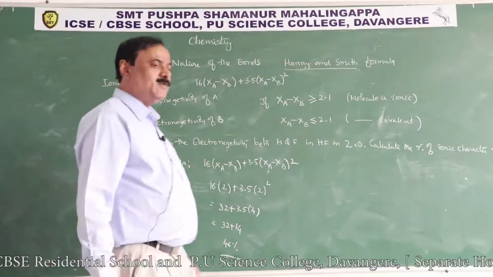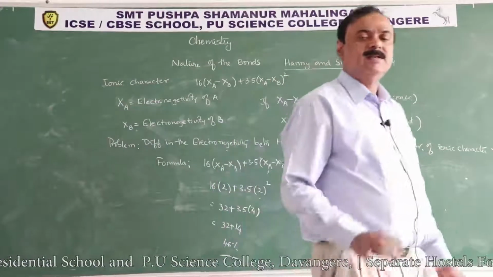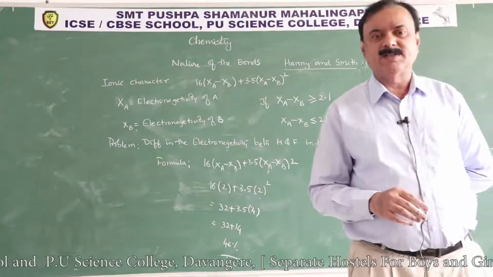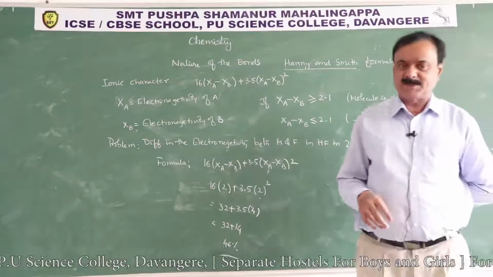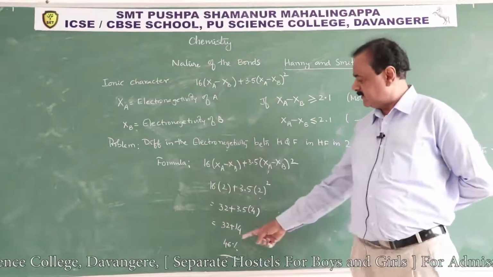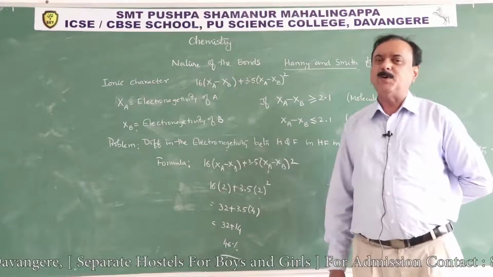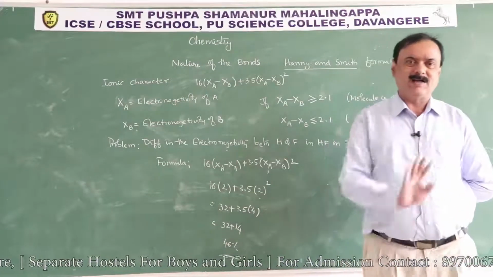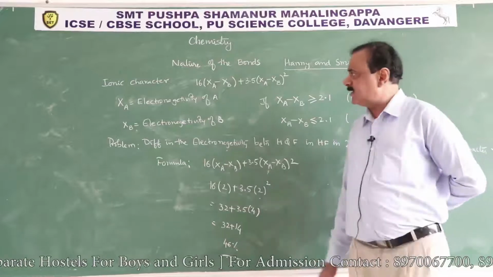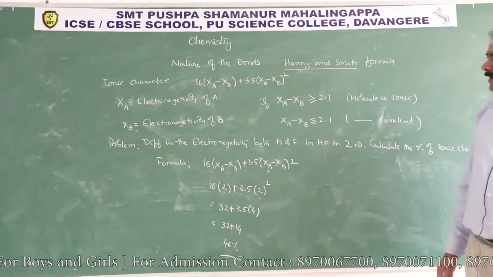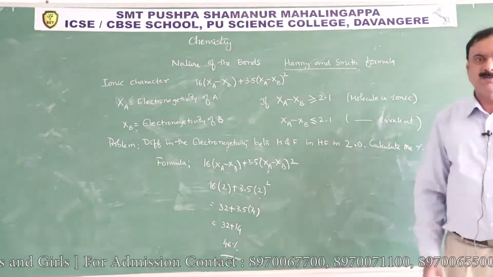If it is more than 50%, the bond is predominantly ionic in nature. If it is less than 50%, it is predominantly covalent in nature. Since it is less than 50%, we can predict the HF molecule is a covalent bond compound, not an ionic bond compound. Is it clear? This is about the properties exhibited by means of the electronegativity values. Okay.